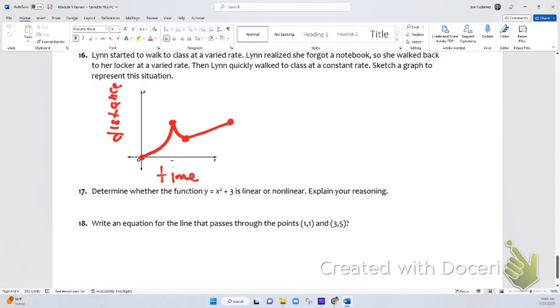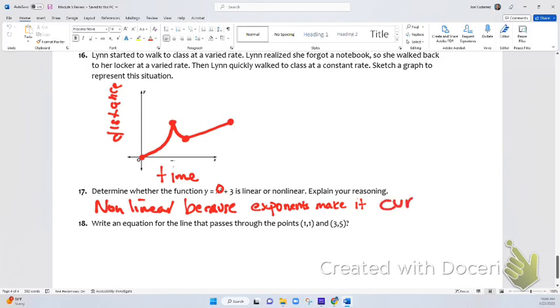For number 17, determine whether the function is linear or nonlinear. In part of your notes for if something is linear or not linear, I said that as soon as you see an exponent, it is automatically not a function or a nonlinear. So this one is nonlinear because exponents make it curved.